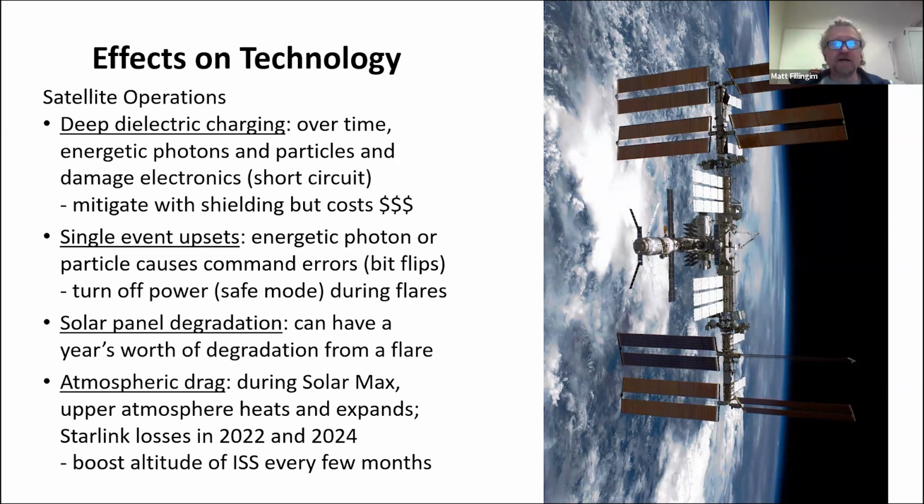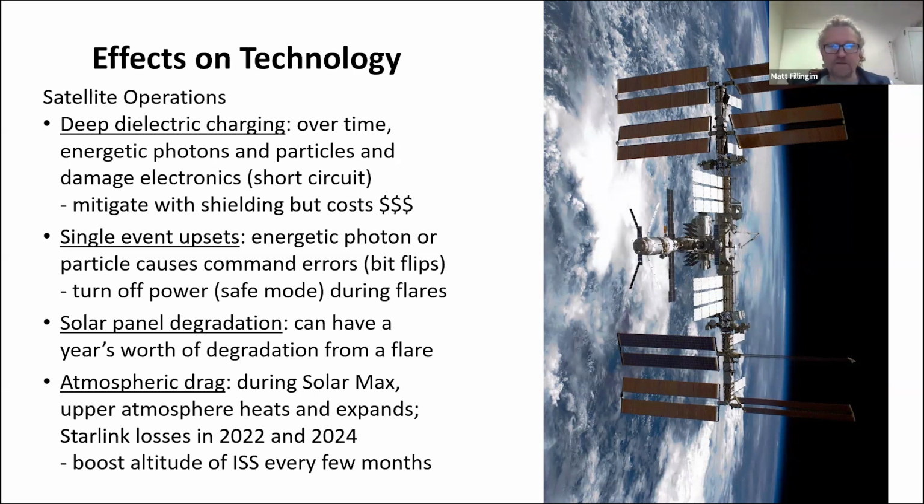Another important effect on satellites is atmospheric drag. So during solar max, when you have a lot of solar flares and these coronal mass ejections, the upper atmosphere is heated and expands. That increases the drag on low Earth orbiting satellites.